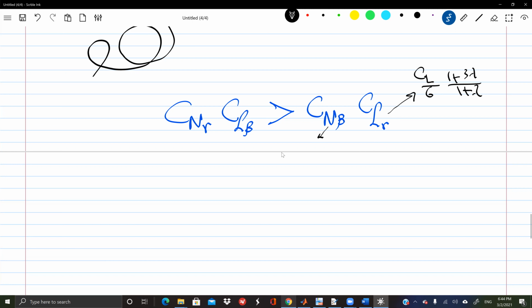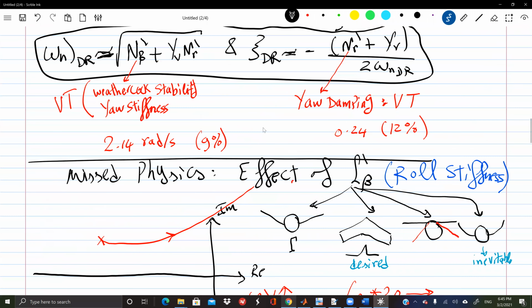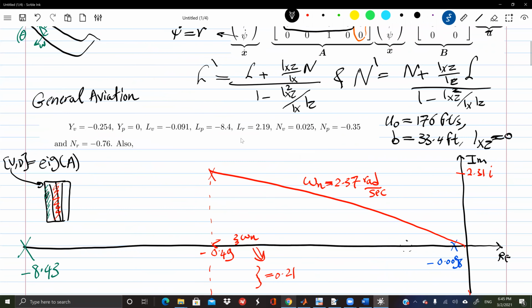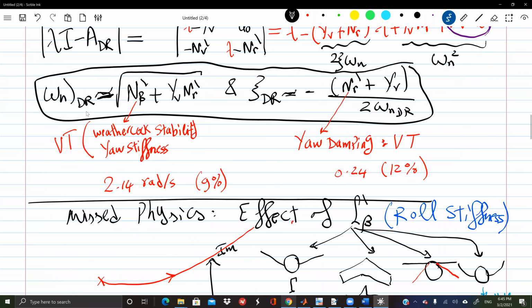Can we decrease CN beta by decreasing the vertical tail? Well, of course we can. I mean, we're going to save weight and drag and very good things, but now you're messing up with what? You're messing up with what if you decrease the vertical tail? The weathercock stability. Very good, weathercock stability, which will affect what mode? It will affect the Dutch roll mode. Remember here, the Dutch roll mode, this will immediately affect.